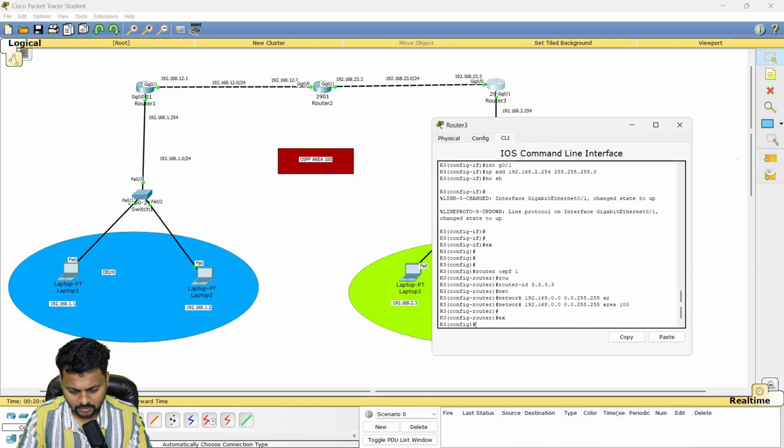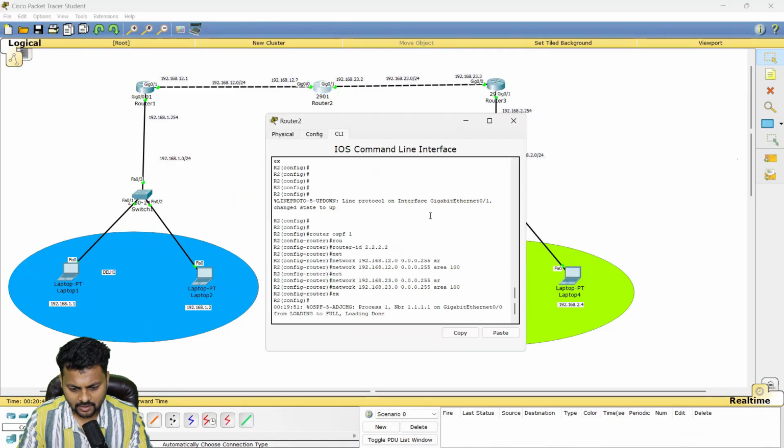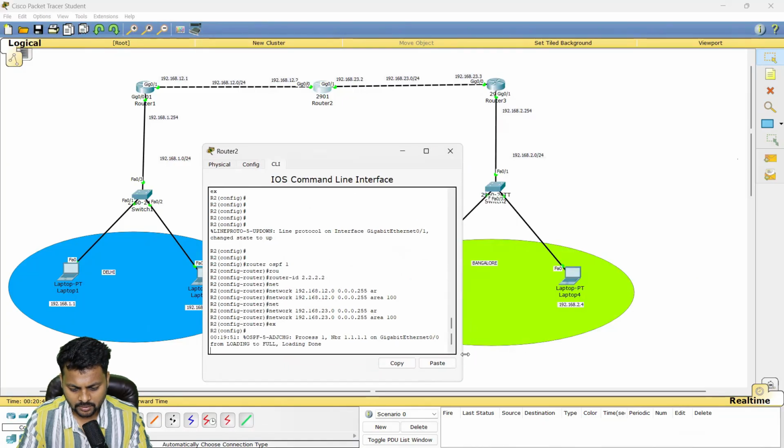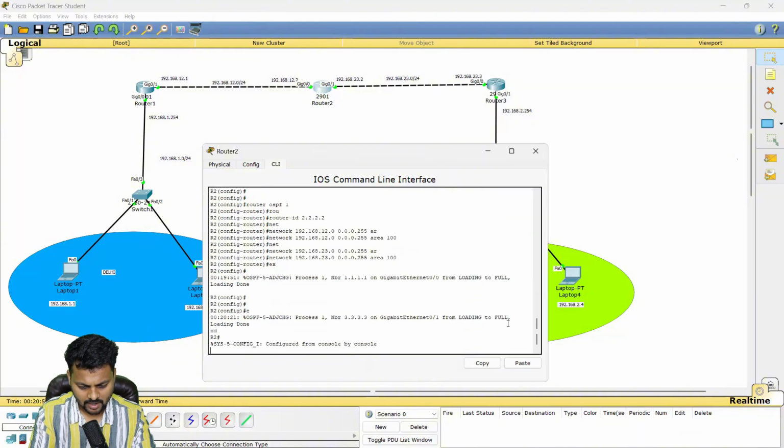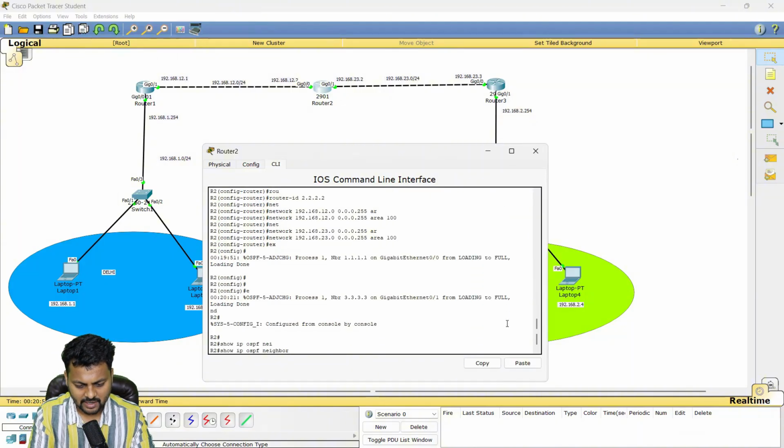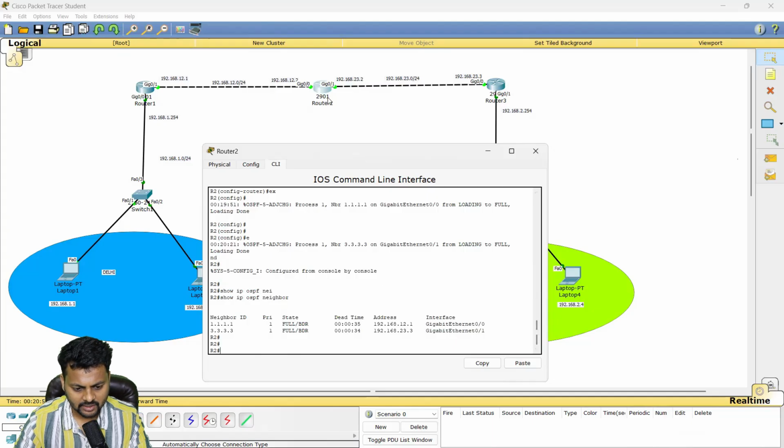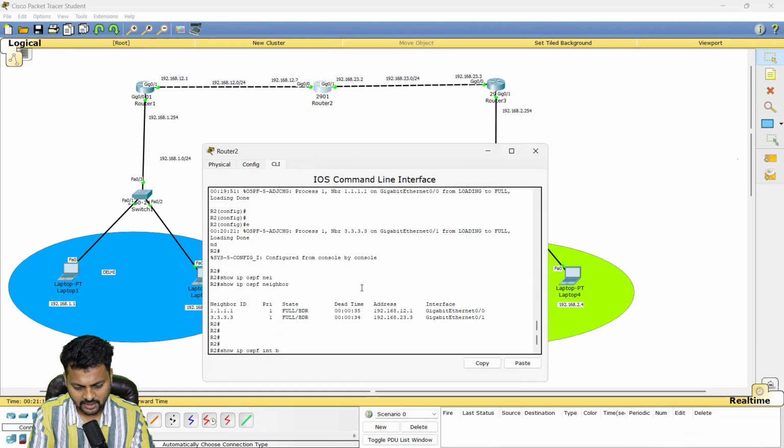Now let's go back to router number 2 and check that my neighborship is up with router number 1, and with router number 3 as well. If you see show ip ospf neighbor, router 2 is forming the neighborship with router number 1, and also with router number 3, and both are in the full state. So router number 1 behaves like a BDR, and router number 3 also behaves like a BDR right now. So my two interfaces 0/0 and 0/1 are both in the DR state.